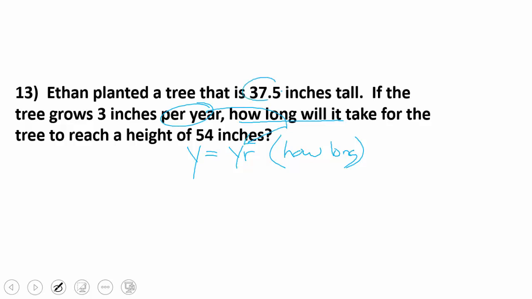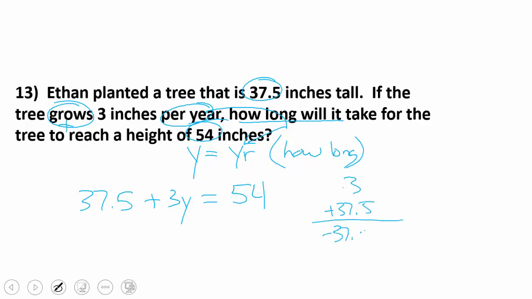We start at 37.5 inches and then it grows 3 inches per year. What operation do you think grows? That's right, we're going to add 3 inches per year. So 37.5 inches growing 3 inches per year. How long is it going to take to get to 54 inches? How long before it equals 54 inches? So we're multiplying by 3, then we're adding 37.5. We're going to subtract 37.5, and we're going to divide by 3.